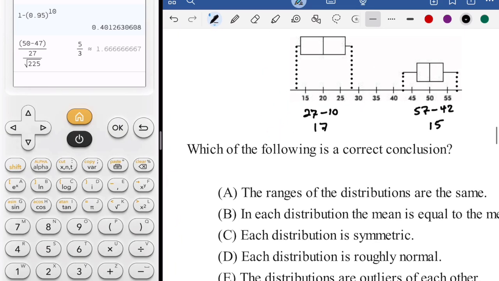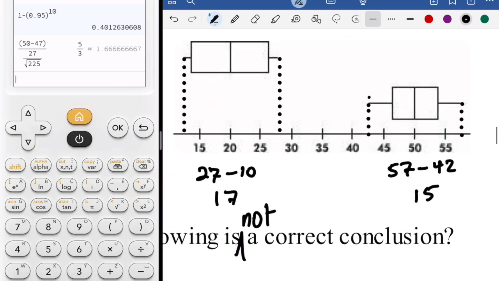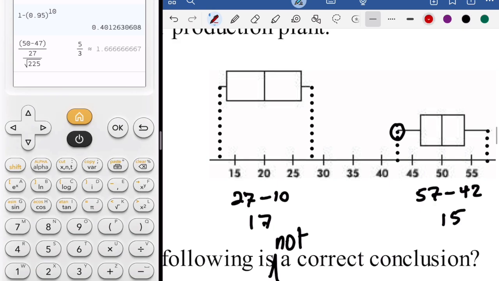I believe this one should say, which of the following is not a correct conclusion? Because in a symmetric distribution, the mean and the median should be roughly the same. These are two symmetric distributions. They are roughly normal based off of just the way a normal distribution looks in a box plot. And the low bound of this graph is way outside 1.5 the IQR. So here's my IQR.